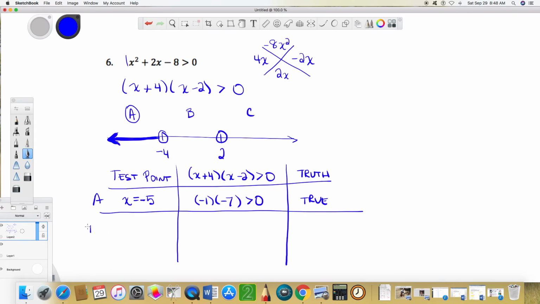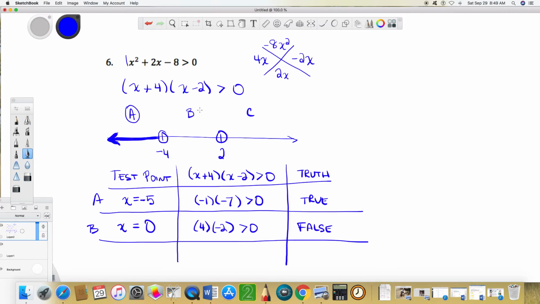Now, from region B, I'm going to pick a test point. And since it's going from negative to positive values, I'm going to pick 0, because that's an easy point to do arithmetic on. 0 plus 4 is 4. 0 minus 2 is negative 2. But negative 8 is not greater than 0. Negative numbers are smaller than 0. So this is a false statement. So I am not going to include any points from region B in my solution set.